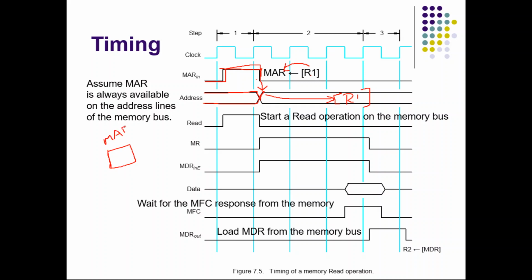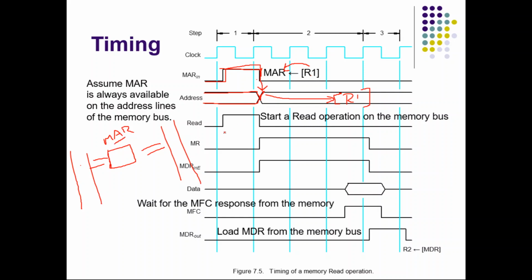So this is MAR. MAR is connected with the internal bus, and also it is connected with the external bus. So whatever address you gave here is transferred to the external bus. The bus contains two types of lines, address lines and data lines. This is the address, right? So it is transferred to the address line.